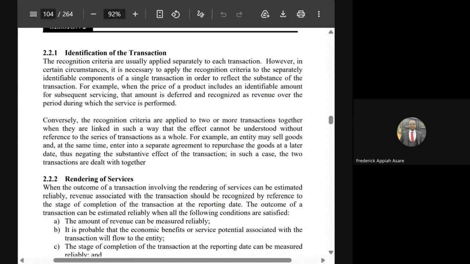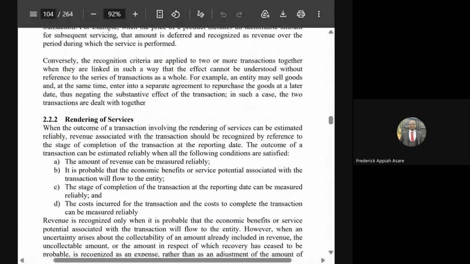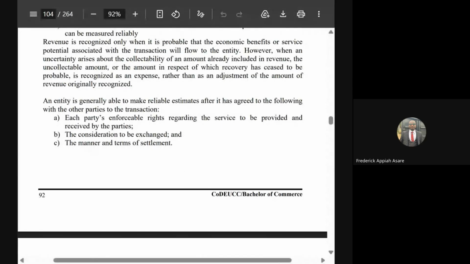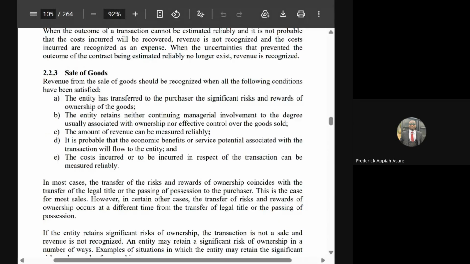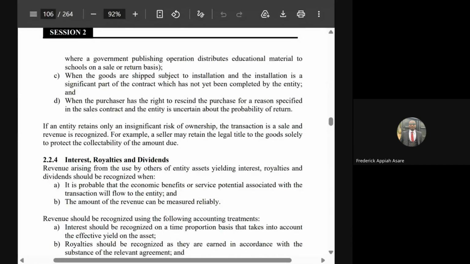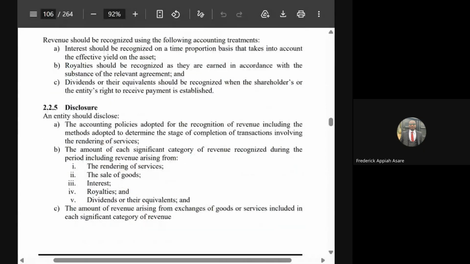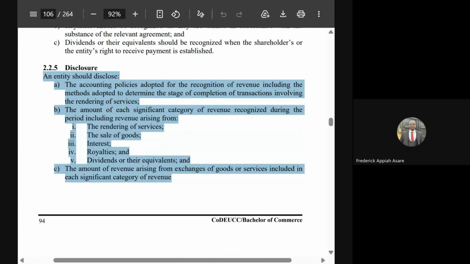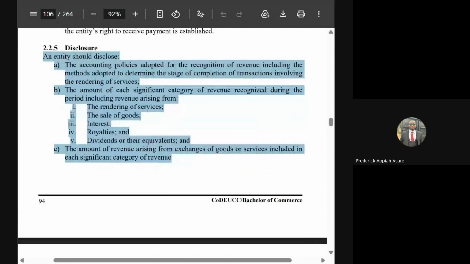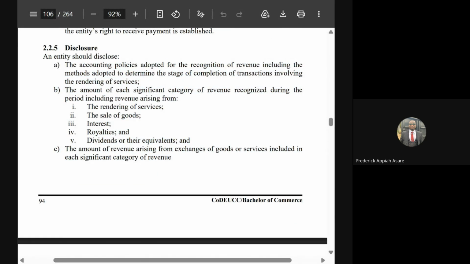And look at identification of transaction. All these is like the IFRS 15, which talks about revenue from contract with customers. Sale of goods also, you can just read it and it's very self-explanatory. When you are done, you just look at what they are supposed to also disclose in the notes to account. They have to disclose the accounting policy they adopted in recognizing the revenue.